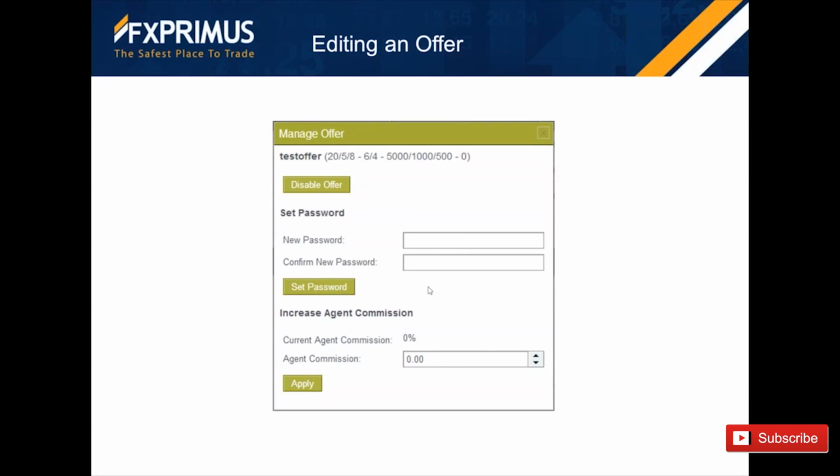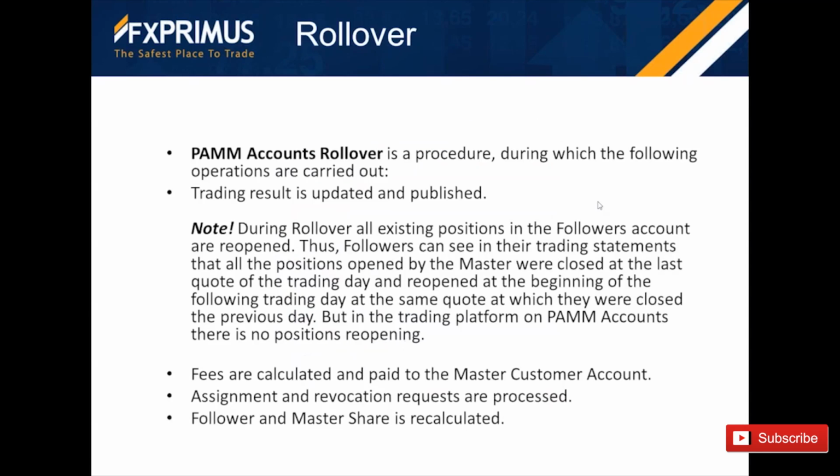Maybe you want to make an offer only for 3 days to attract investors, and after that you create another offer. So you can disable this offer at any time. Maybe you want to put some favorable conditions. You can change the password here. This password is put if you want to make that offer private and let only people that know the password join your offer. And then you can increase the agent commission. By increasing agent commission, you will give more incentive for the person who's trying to market your offer, to market your PAMM, to get more commissions.